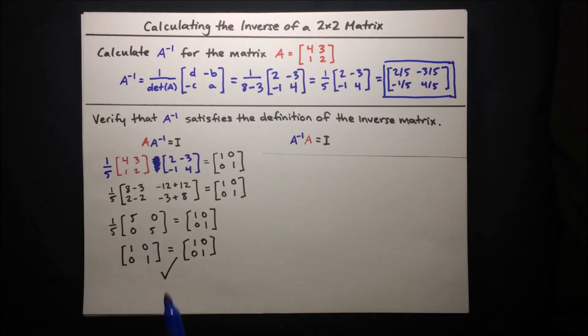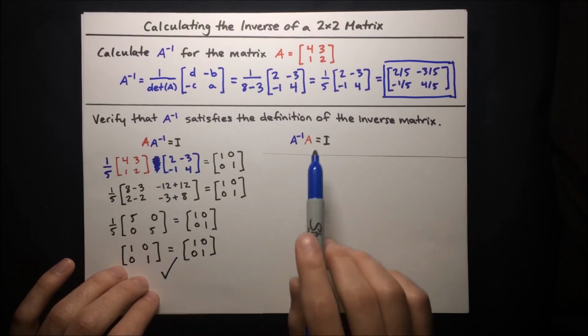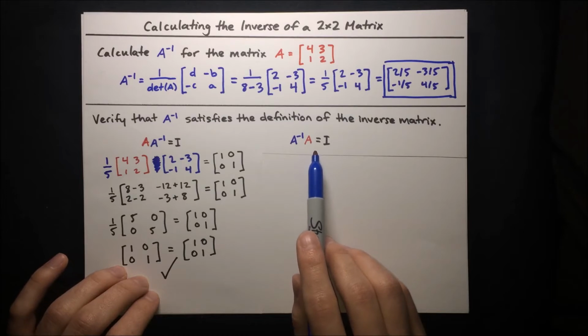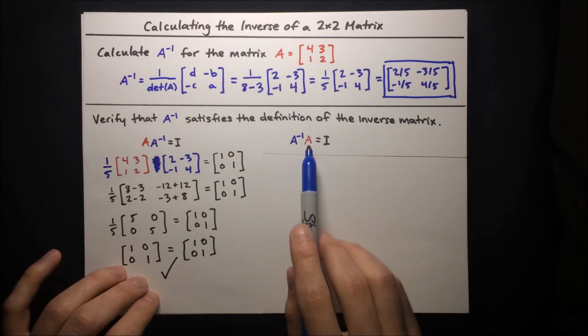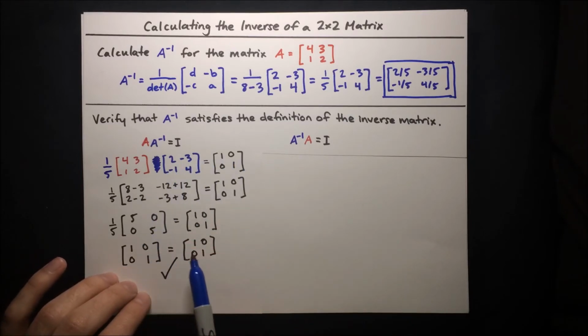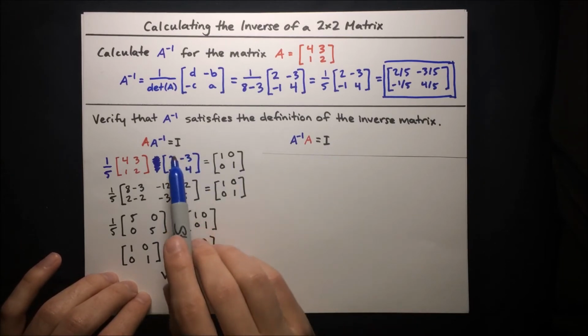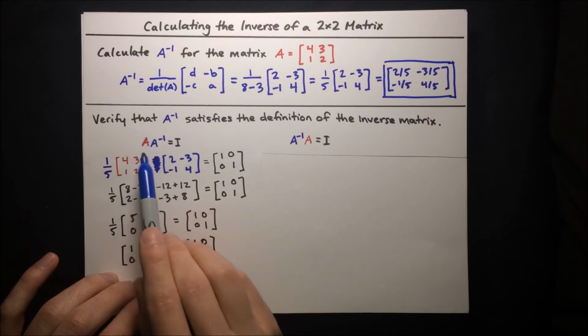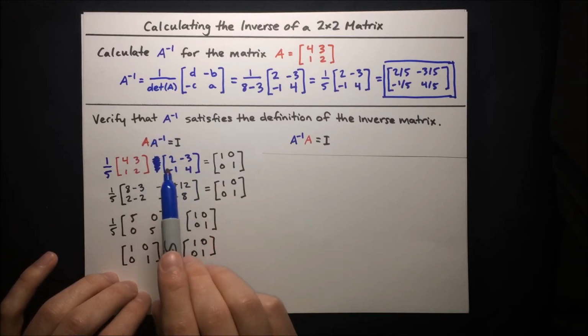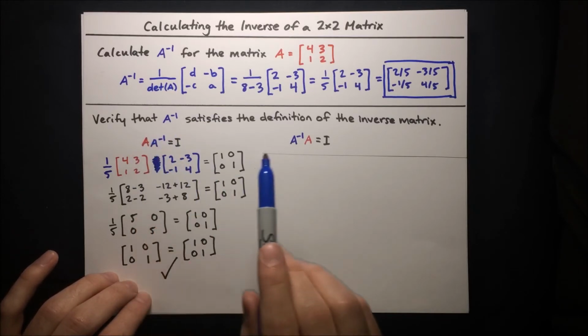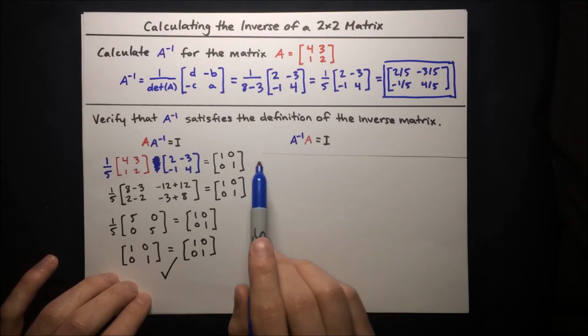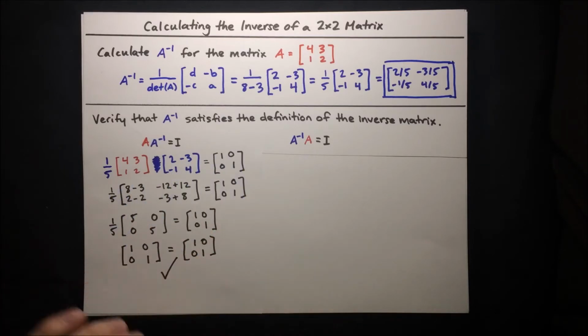Alright, so we've verified the first condition here, and we can verify the second condition in the same way. We can just plug in for A inverse and A and compute, and that should come out to I. But there is a faster way. Now that we've already done that process and we know that the first condition is true, there's a way that we can use this first condition to verify the second condition without having to go through all the computations.